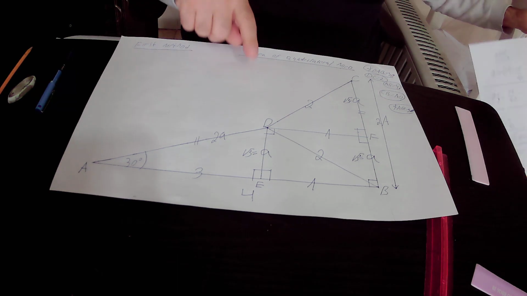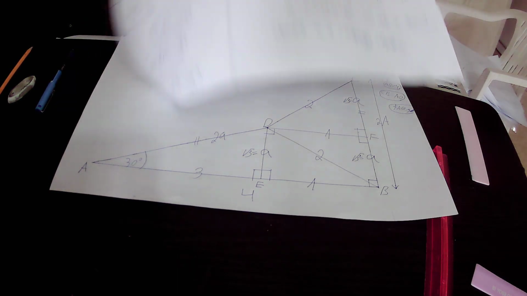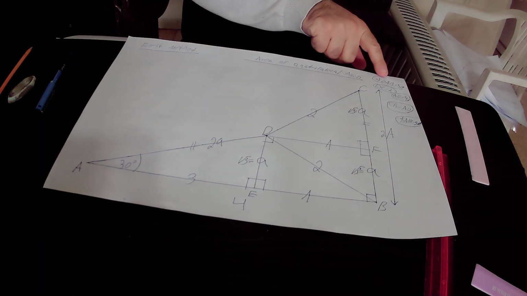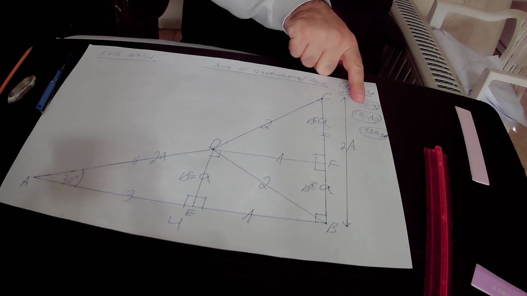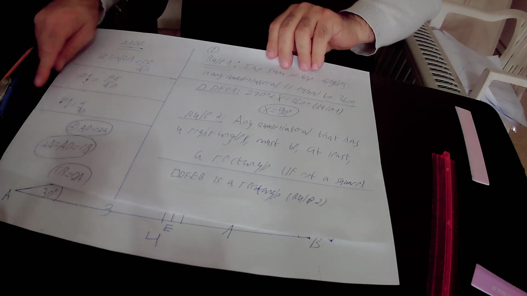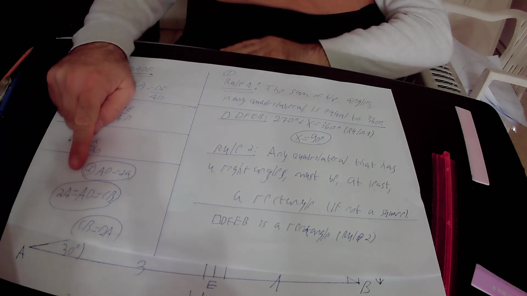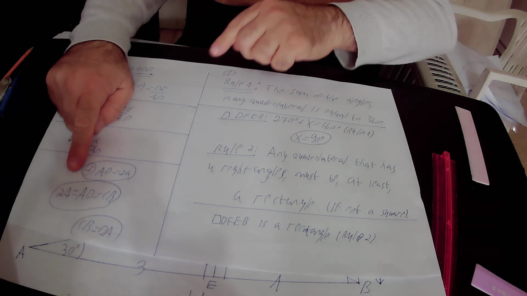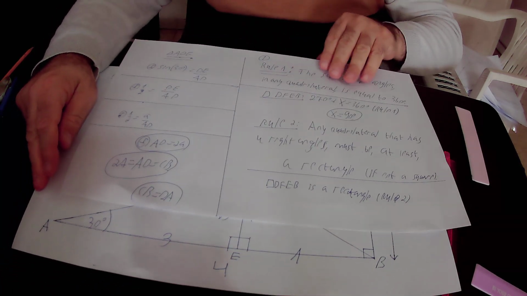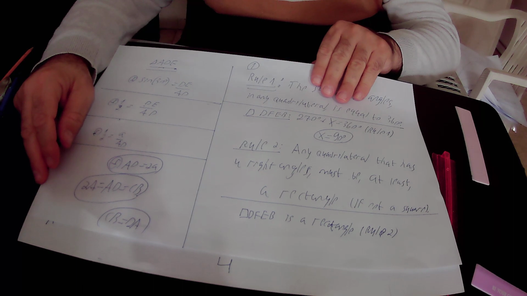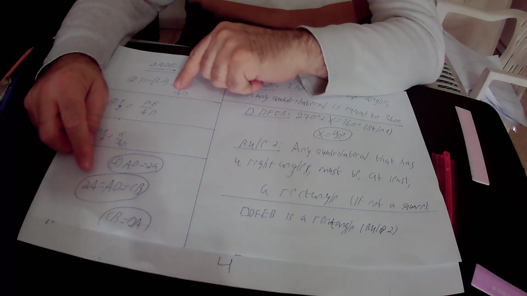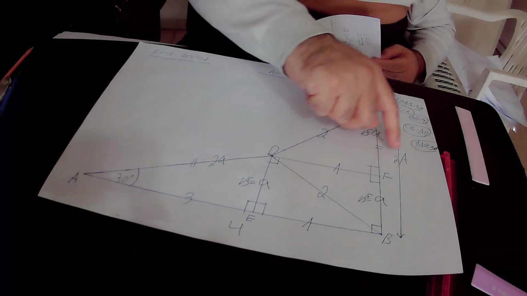So here AD equals 2A, but it is given in the question that AD equals BC. Here AD equals BC, and we have already found out that AD equals 2A. So from this expression we will conclude that CB also equals 2A. Here also CB equals 2A.